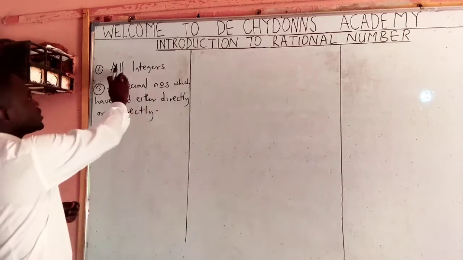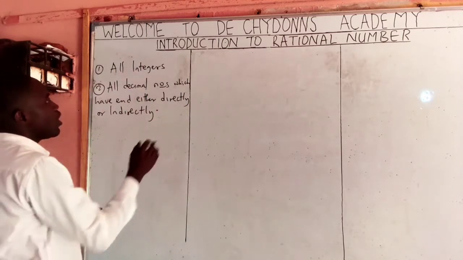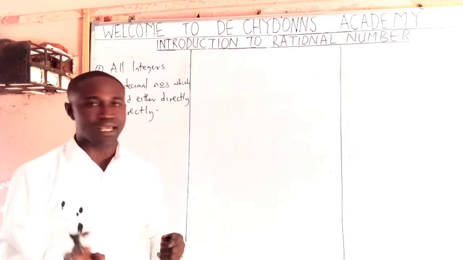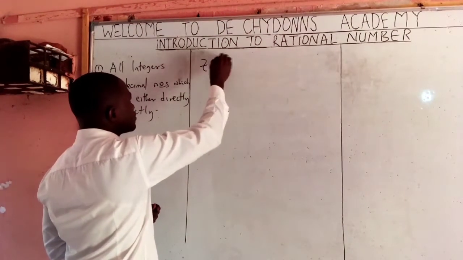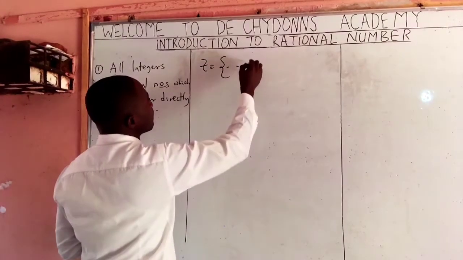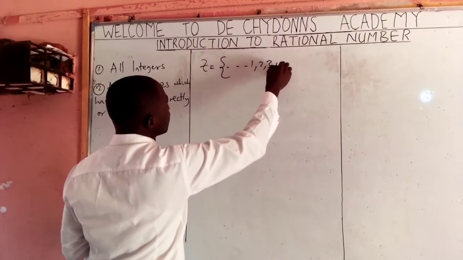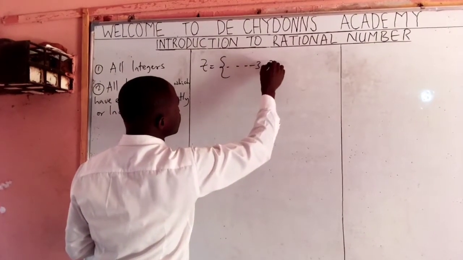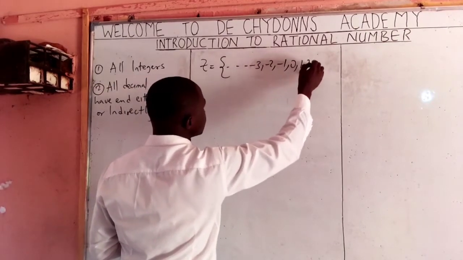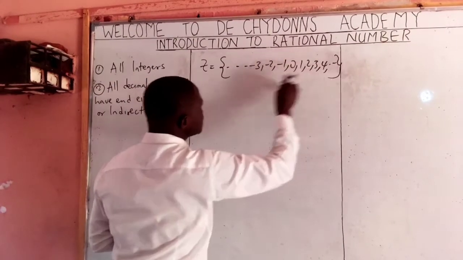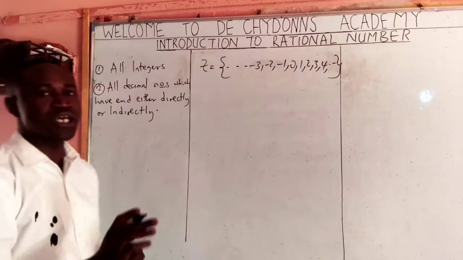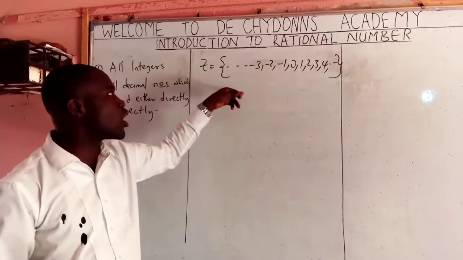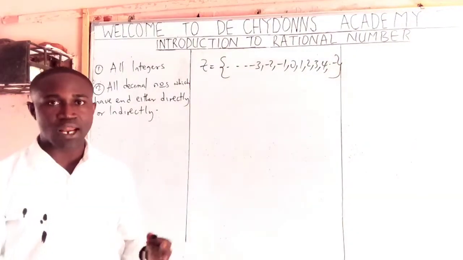What do we mean by first, all integers? Integers mean whole numbers, either positive or negative. So integers: 1, 2, 3, 4, minus 3, minus 2, minus 1, 0, 1, 2, 3, 4. These are examples of integers. All positive whole numbers and all negative whole numbers, including 0, make up integers. So they are also rational numbers.